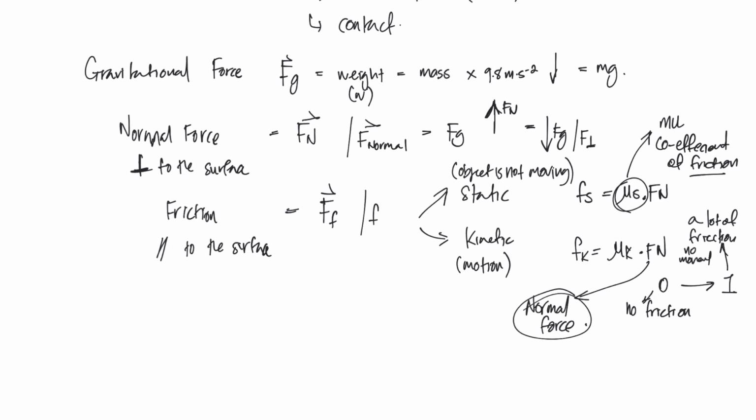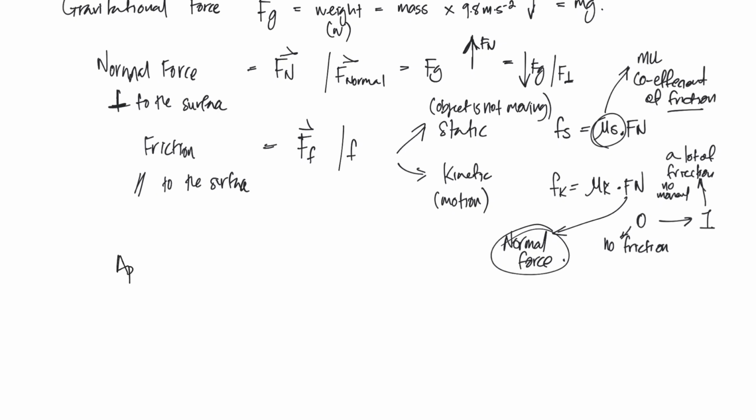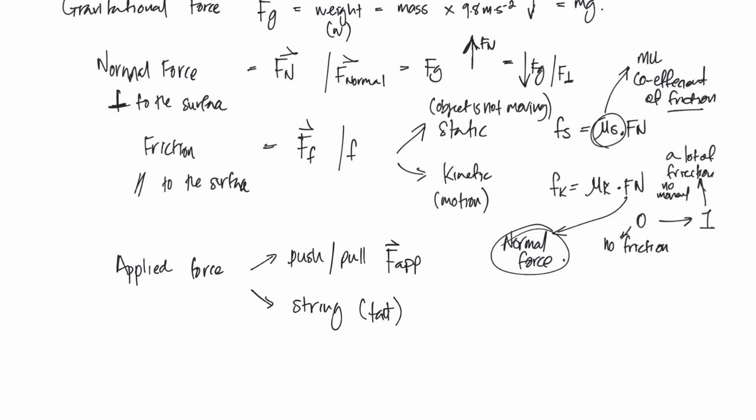The next thing we have is an applied force. Now, with applied forces, there's two types. There's the push or pull, and we'll call that F applied. There's also, in a string situation, when the string is pulled taut, the force of tension, or you can write that as F tension.